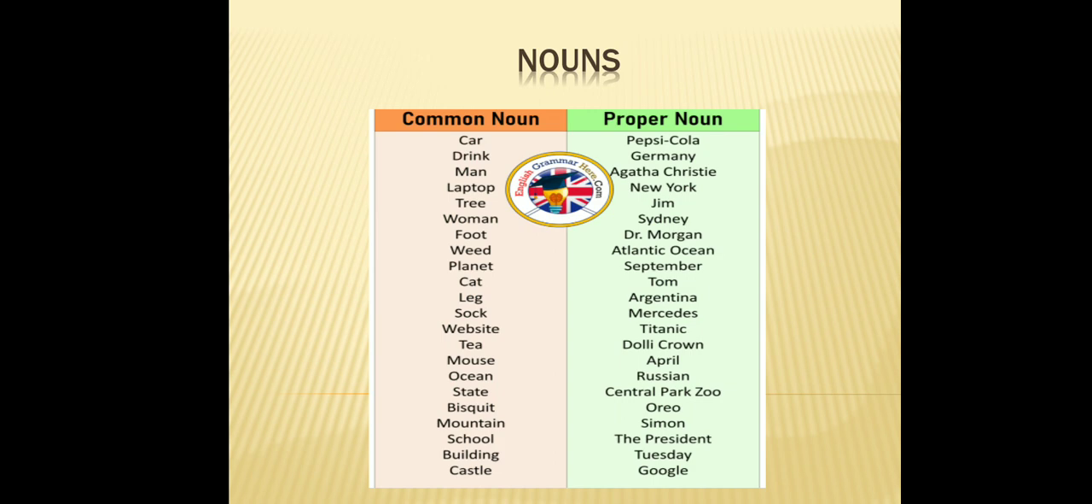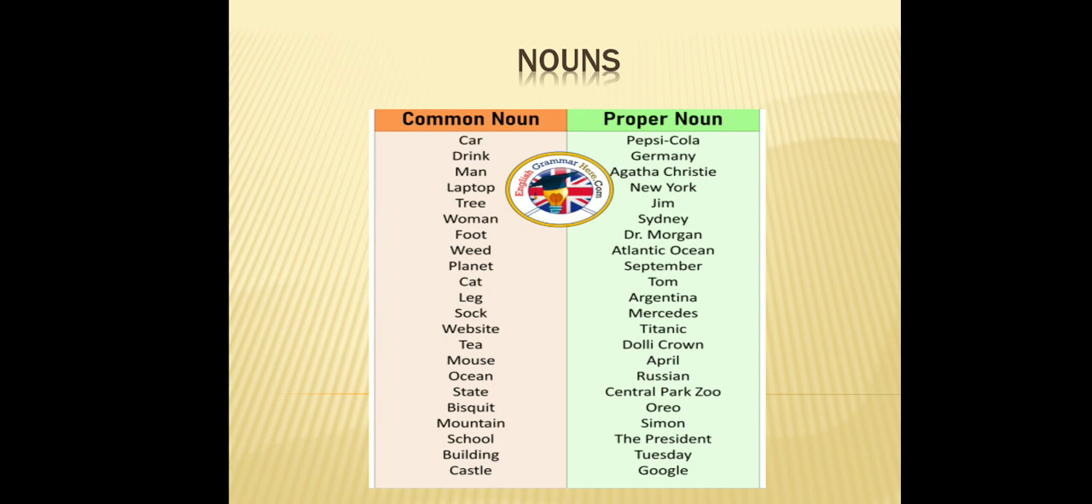Special naming words or proper nouns always begin with a capital letter, as in the examples: Pepsi, Germany, Agatha Christie, New York, etc. Proper nouns are also used for the names of brands.